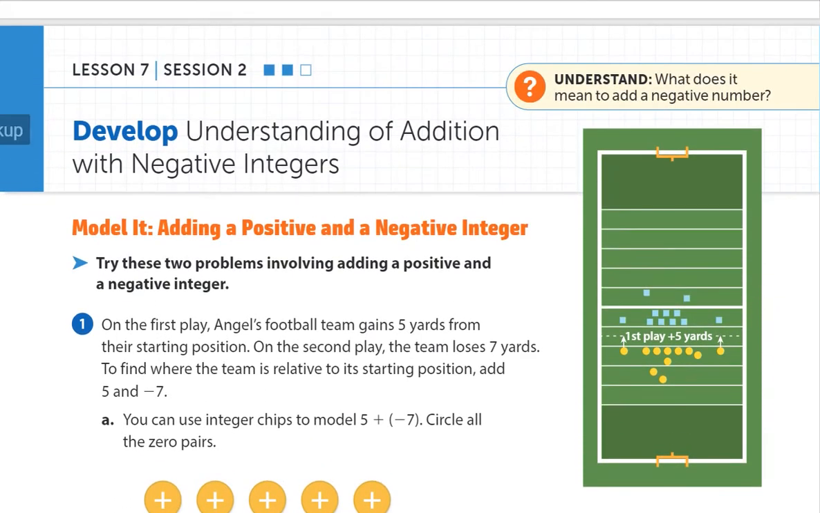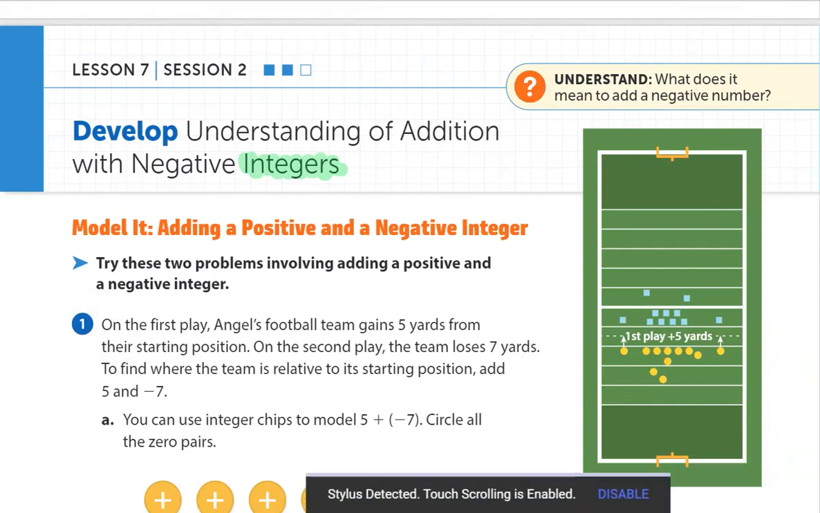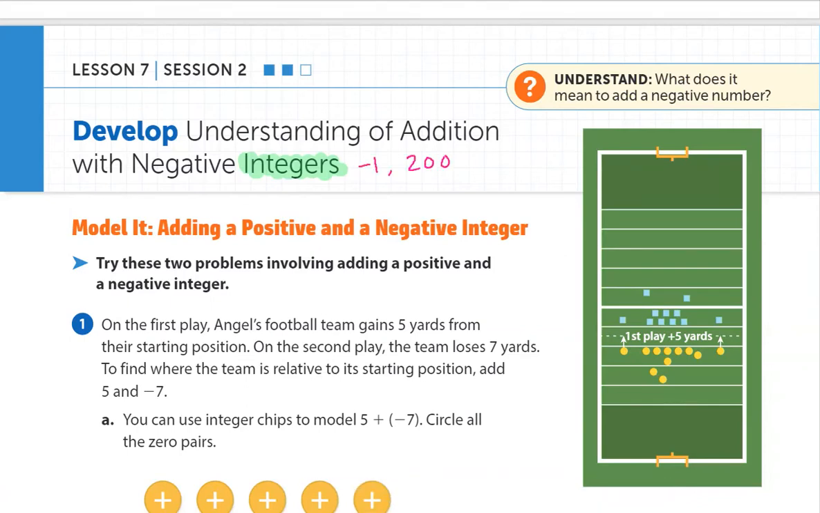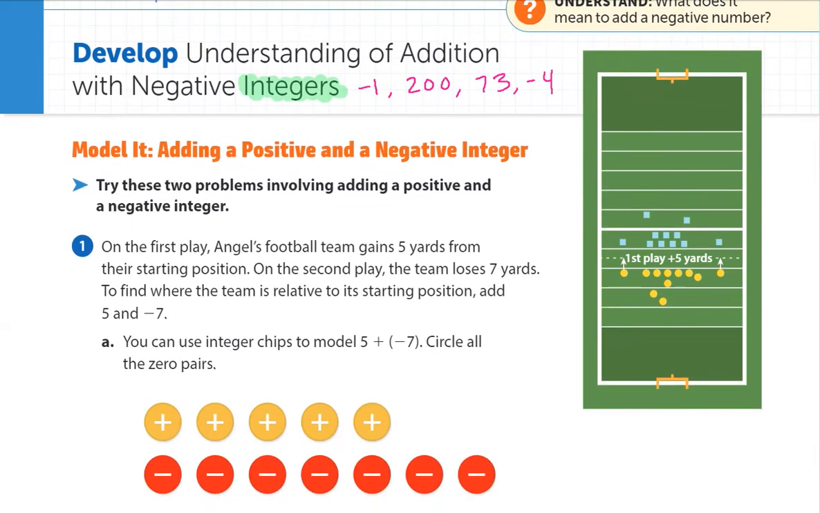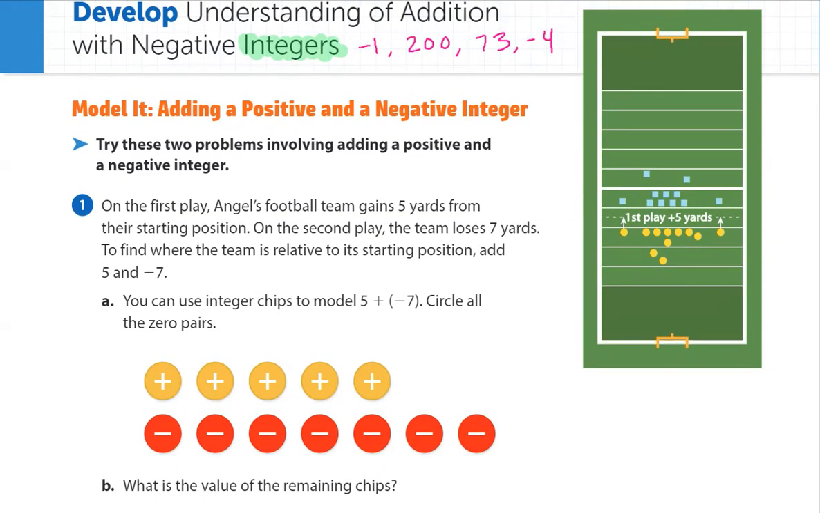So, just to review what an integer is, it's a number that's not a fraction or decimal. It's any whole number that's negative or positive. So -1, 273, -4, any whole number that is negative or positive. No fractions or decimals are allowed in this lesson. That's what an integer is.